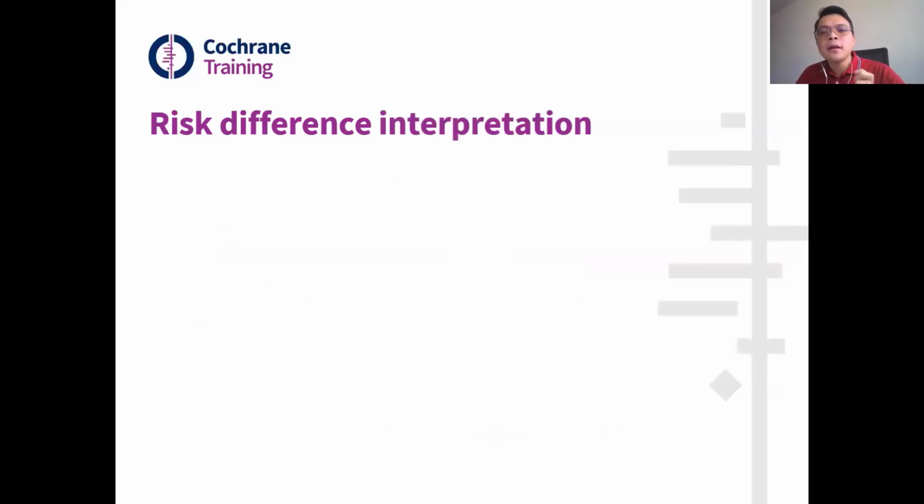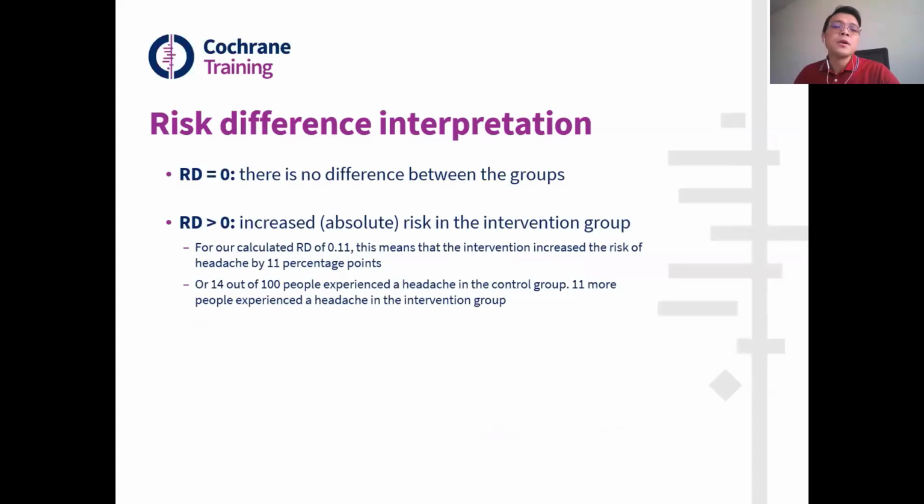Unlike risk ratio and odds ratio, for the risk difference interpretation, because it's an absolute measure, the value of null effect is 0. So a risk difference of 0 means that there is no difference between the groups. A risk difference of greater than 0, or a positive risk difference, means an increased risk in the intervention group. So for our example, we got 0.11, and this means that the intervention increased the risk of headache by 11 percentage points.